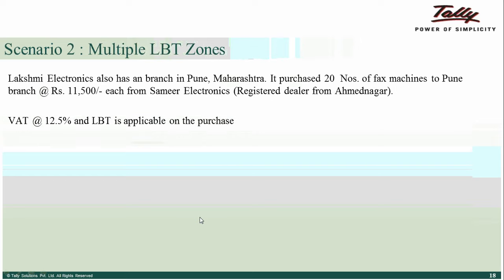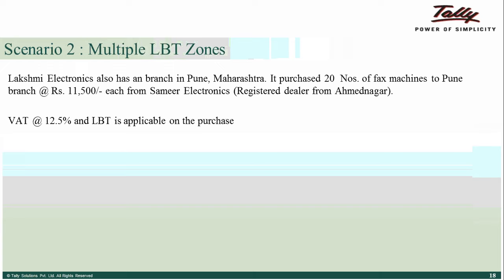So we'll be proceeding with the next scenario. Next scenario is relating to the multiple LBT zones. For example, here under this transaction, Lakshmi Electronics, the company, they are having a branch in Pune, Maharashtra. So this Pune is having with it one of the municipal corporations. So here they will be operating from two zones. One is from Nashik and one is from Pune.